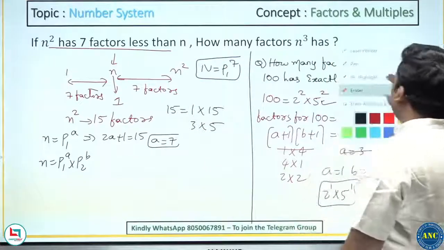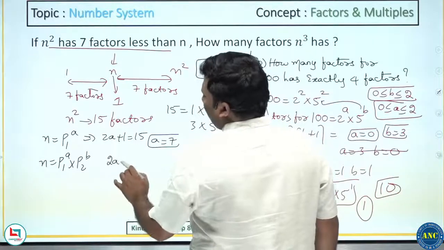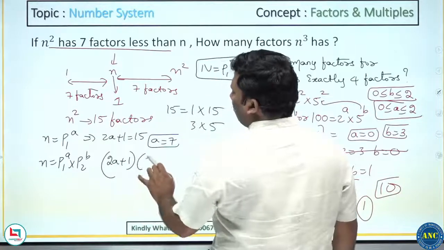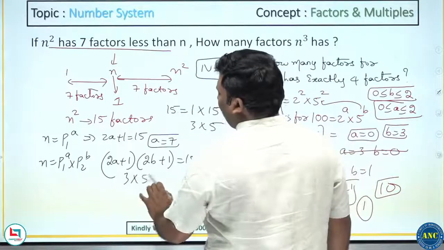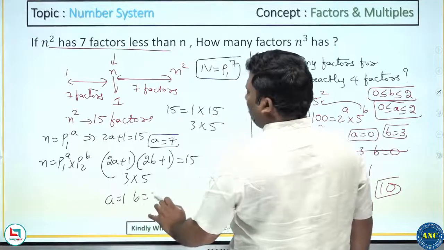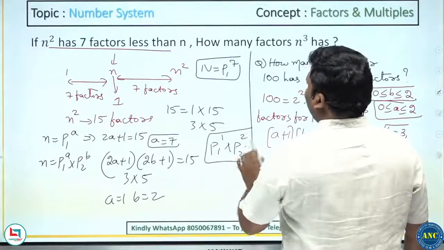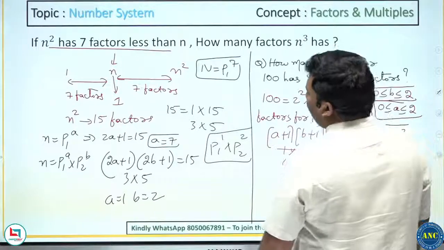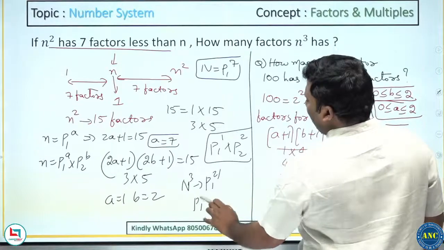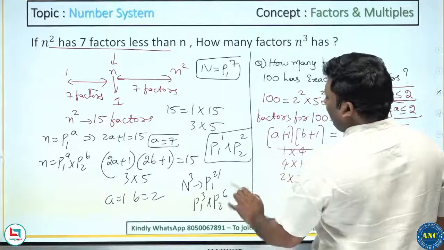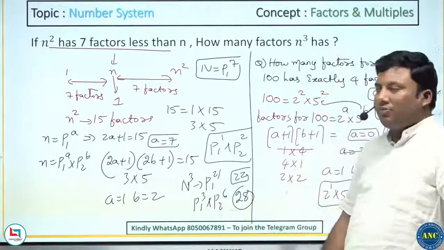p1 power a into p2 power b. So if I square it, 0 to 2a, 2a plus 1 into 0 to 2b, 2b plus 1, it is equivalent to 15, 3 into 5, a value 1, b value 2. So p1 power 1 into p2 power 2. That form also we got. n cube will be p1 power 21 or p1 power 3 into p2 power 6. This will be 22 and this will be 28. I hope the idea is clear.